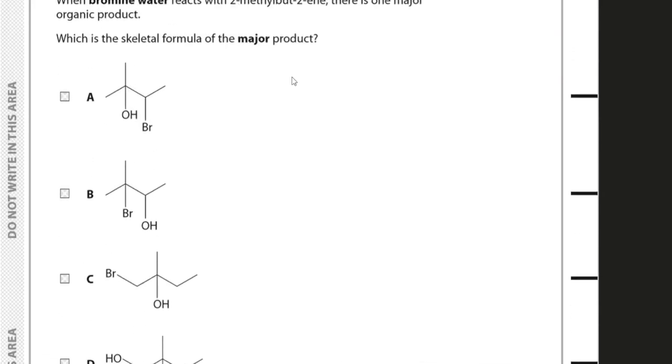Again, bromine and bromine water can be used to test for a carbon to carbon double bond. So when bromine water reacts with 2-methylbutene, there is one major organic product. Now always remember that the halogen is going to react with the carbon in the carbon to carbon double bond which will produce a less stable carbocation as compared to the other carbon.